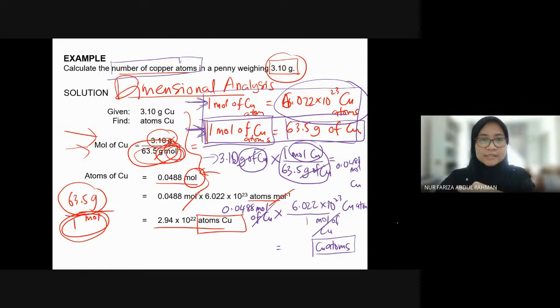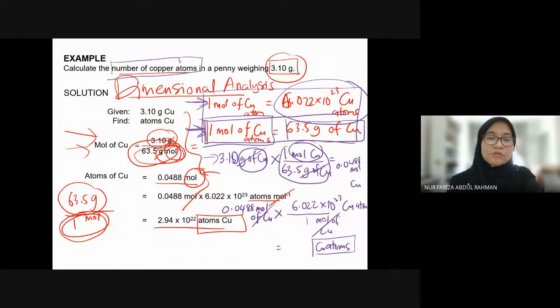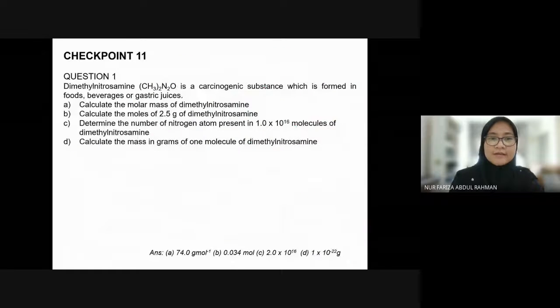If it cannot be cancelled, somehow there is something extra, that means there is something wrong somewhere. So please recheck. If you don't do the units and just press the calculator, that will be your final answer, and then suddenly you add the unit. So it does not help you identify which part of your calculation is actually wrong. So we need this to help us make sure that we come out with the right final answer. Okay, all right.